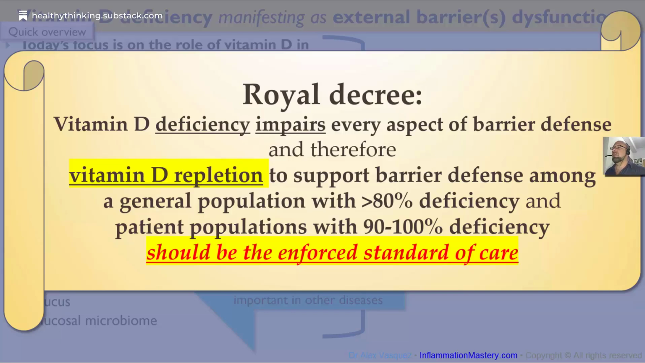So my summary, in the form of a royal decree, is that vitamin D deficiency impairs every aspect of barrier defense, and therefore vitamin D repletion or supplementation to support barrier defense, among a general population with more than 80% vitamin D deficiency and patient populations with 90 to 100% deficiency, should be the enforced standard of care.